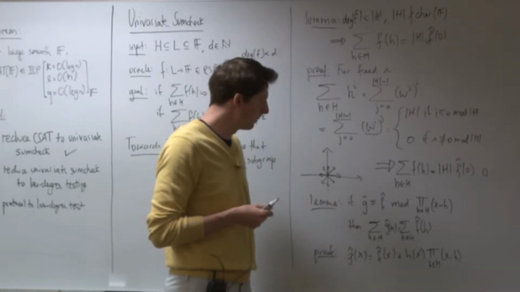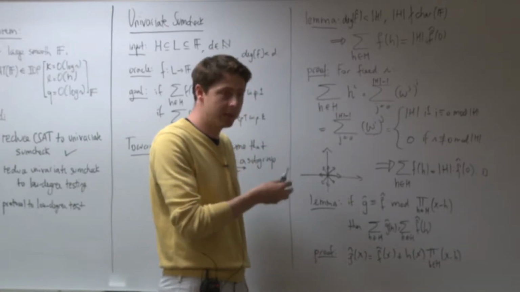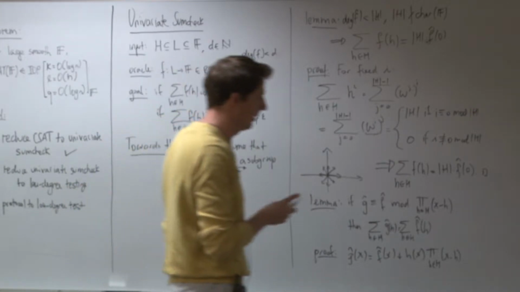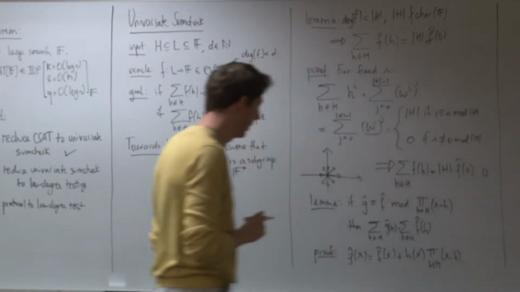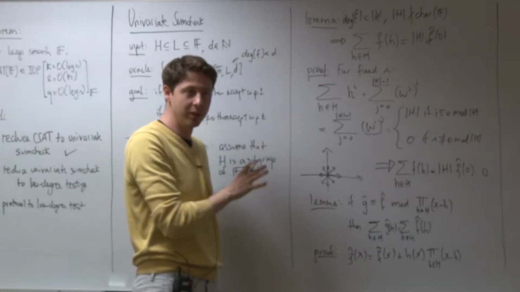Okay? So these two facts together are going to immediately give us a solution to the univariate Sumcheck problem. It is actually a very simple protocol that incorporates both of these. But are we fine with the proofs? I'm making two independent statements.